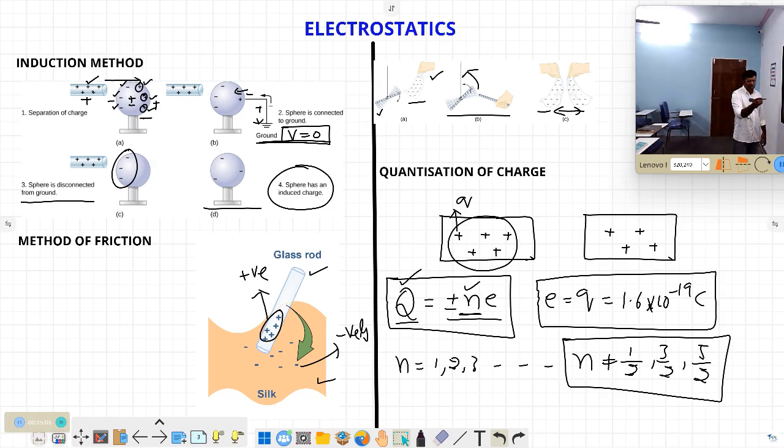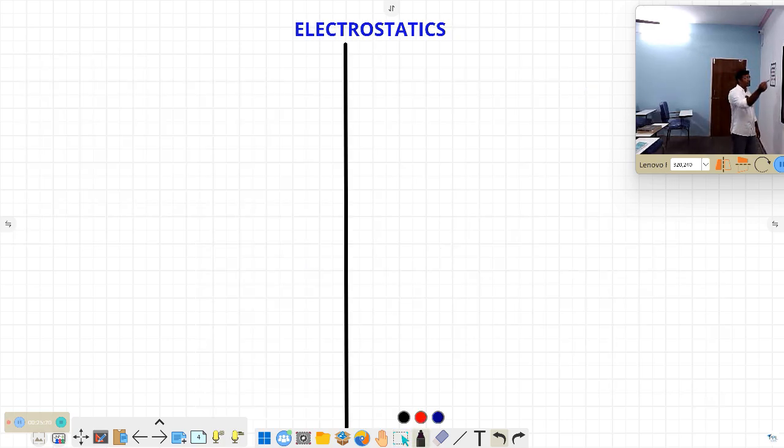The most important point is that the number of electrons present in the body must be in terms of integral numbers only, 1, 2, 3, and so on, not in fractions. Fractional charges cannot be possible inside the body. In the quantization formula, Q is equal to plus or minus the integral multiples of the number of electrons present. This Q we measure in units of coulombs. This is the basic unit, coulombs.